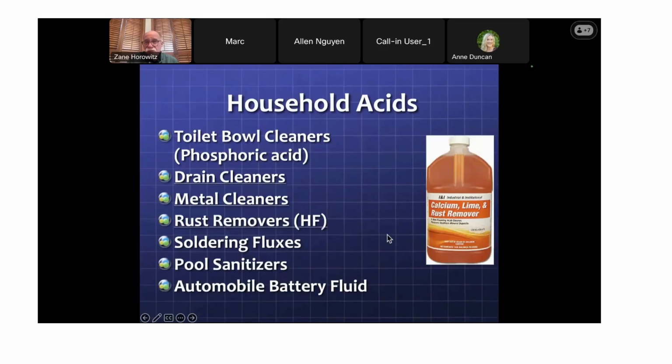Household acids are many. There are probably fewer of these that are actually in widespread use, but toilet bowl cleaners can contain phosphoric acid, not the strongest acid out there, but definitely can cause problems if someone drank intentionally a large amount. Other drain cleaners, metal cleaners, and rust removers, we like to think and worry about hydrofluoric acid, which we will mention again, but we mentioned the other day pool cleaners and certainly automotive battery fluids. Now, a lot of batteries are sealed and we don't have that many problems with that anymore.